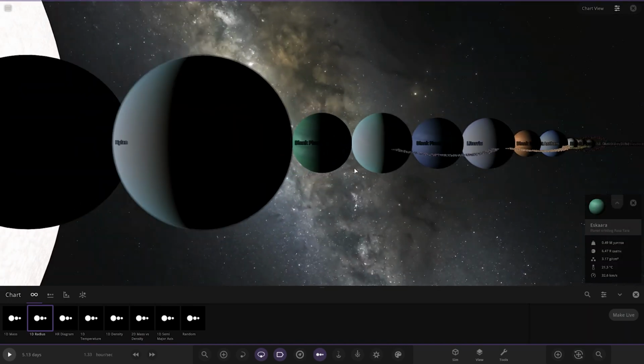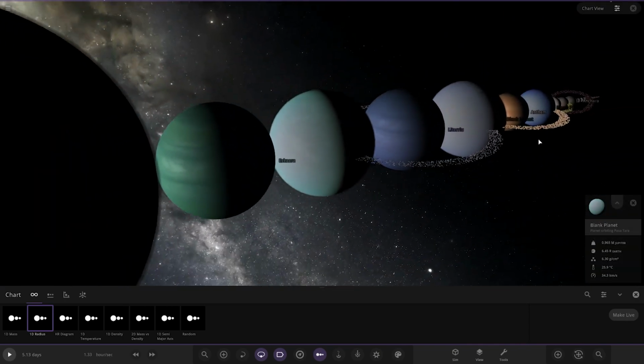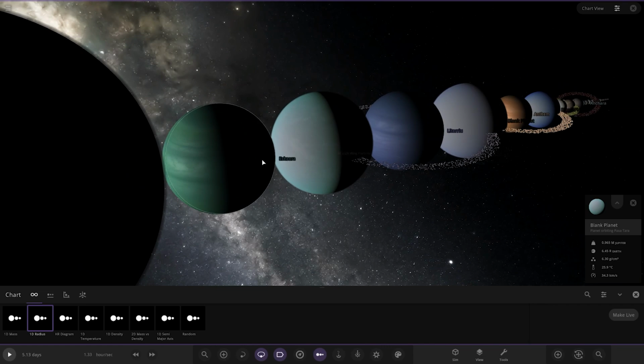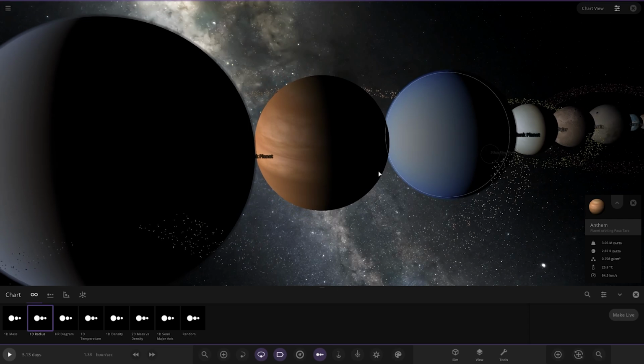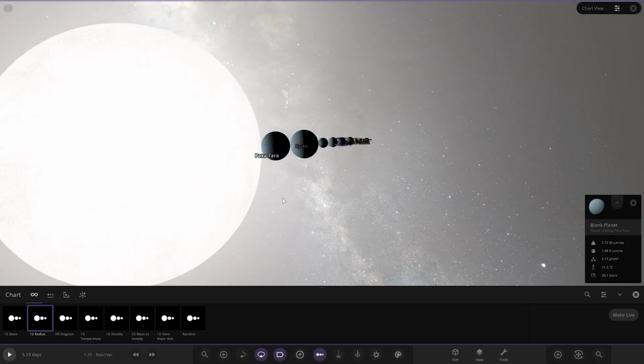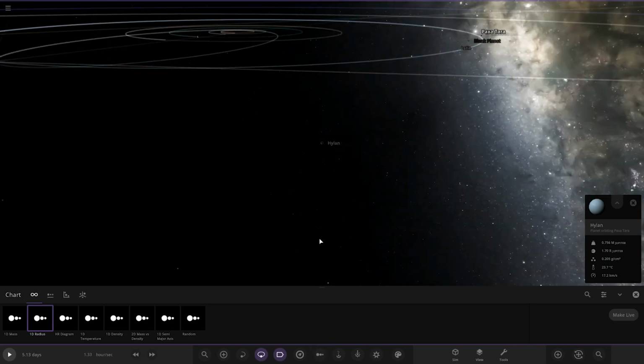Also, you can see the atmospheres are separated from the gas giants now. So that's what the gas giants look like underneath their atmospheres. So pretty cool. You can see which atmosphere goes with which planet as well. So there they all are there. Very nice indeed. See, Hylan is the biggest of the planets there. Okay, awesome stuff. So there we go.